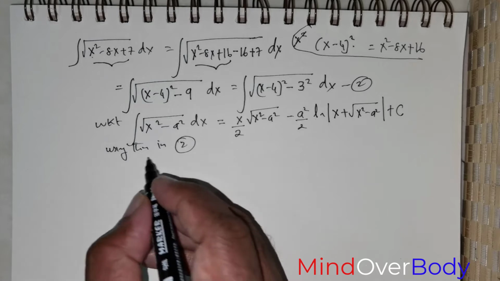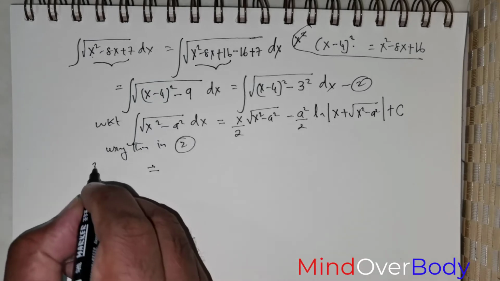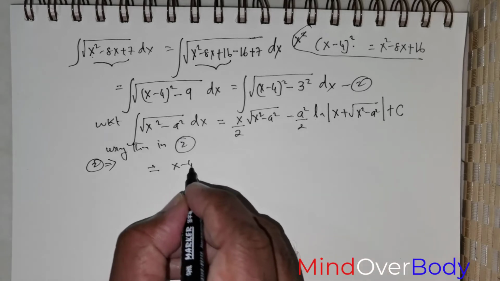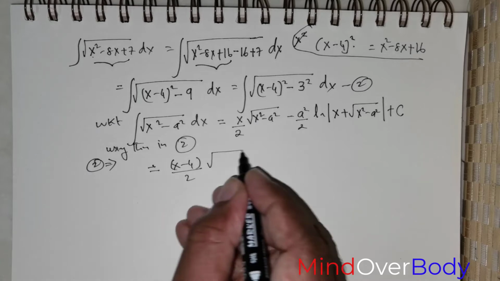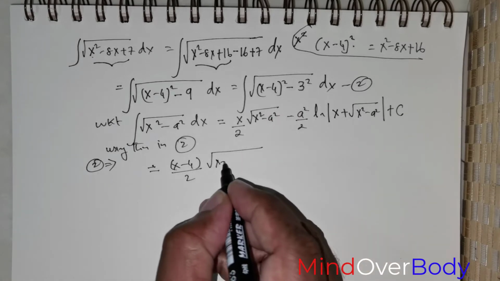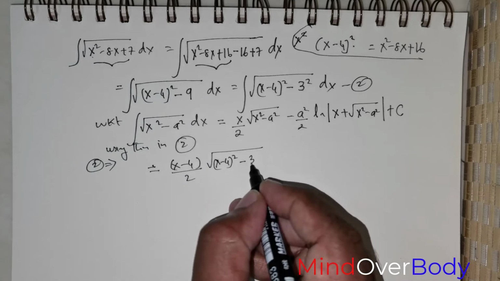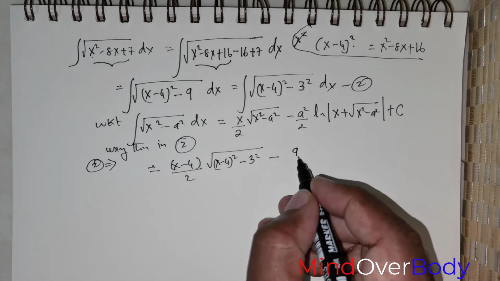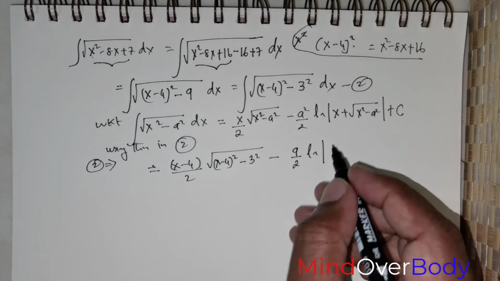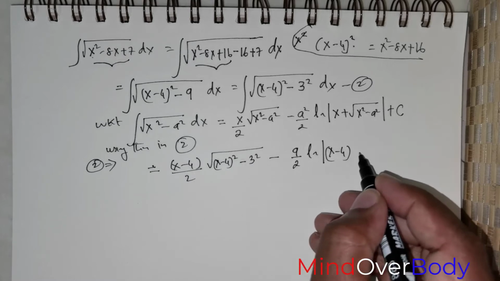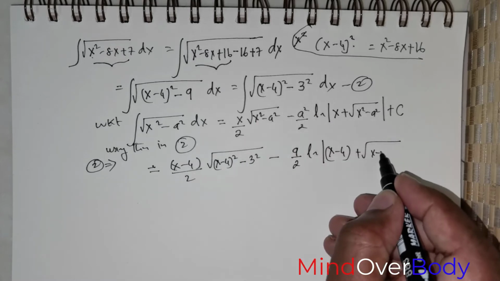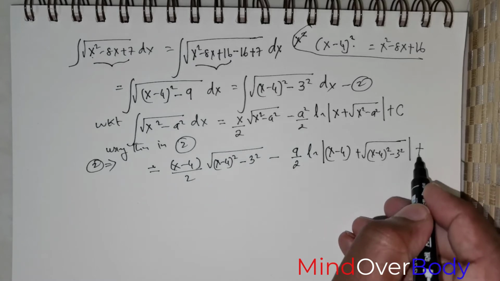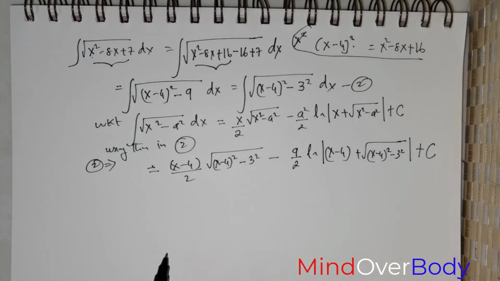Using this in 2, in place of x I've got x minus 4, so this is going to be equal to (x minus 4) divided by 2 times the root of the quantity (x minus 4) raised to the power of 2, minus 3 squared, minus, in place of a I've got 3, so that's a squared, it's going to be 9 over 2 times the ln of the modulus of (x minus 4) plus root of this quantity (x minus 4) raised to the power of 2, minus 3 squared, plus arbitrary constant C. So this is the final solution.